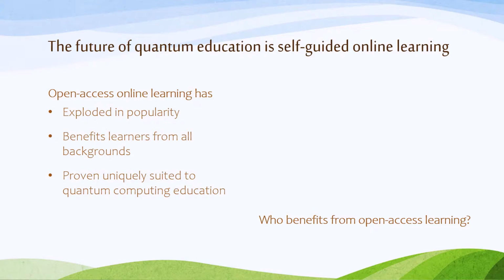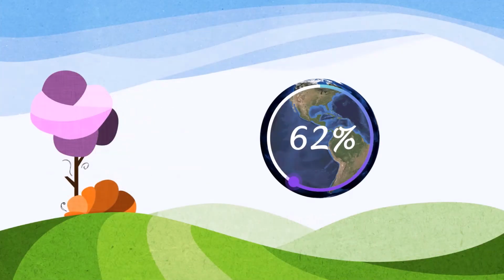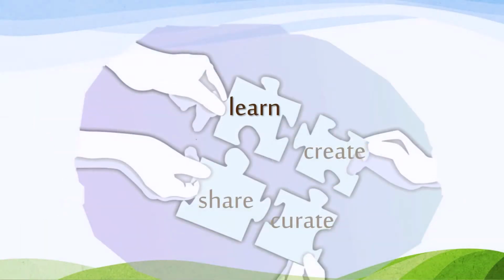Well, who benefits from open access learning? 62% of the world has access to internet. So that's really good news that so many people can benefit from making and helping make more accessible resources online. I like to think of the process of creating educational materials as a cycle with 4 parts. So to learn, well, first cover that.